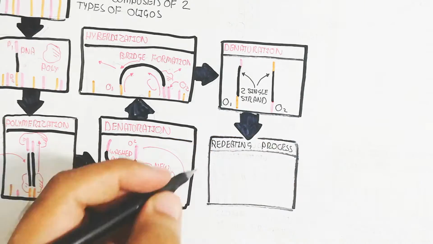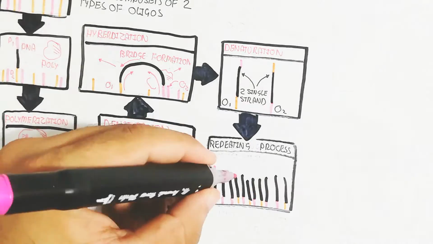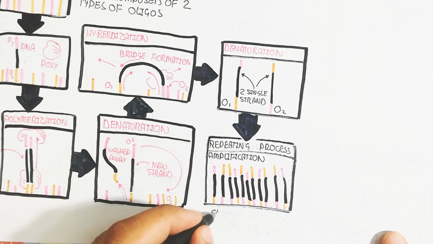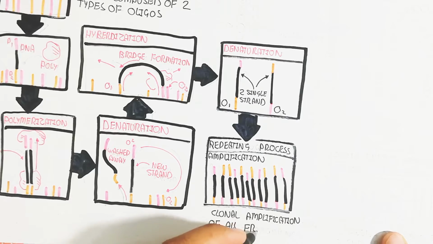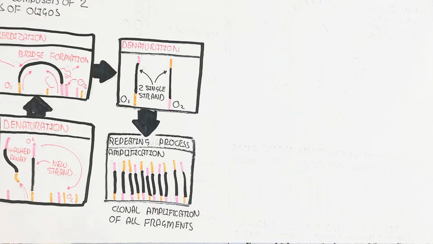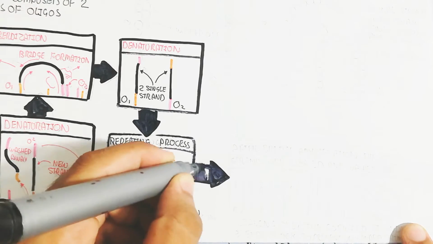So here you can see the repeating process of amplification. The repeating process will occur. In this way, repeating this process again and again, the bridge formation and hybridization will lead to clonal amplification of all fragments. Basically, all fragments means the required fragments, because the primer-specific fragments will be amplified.